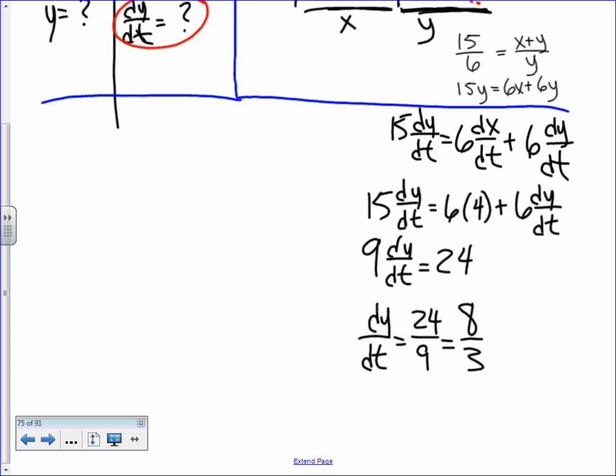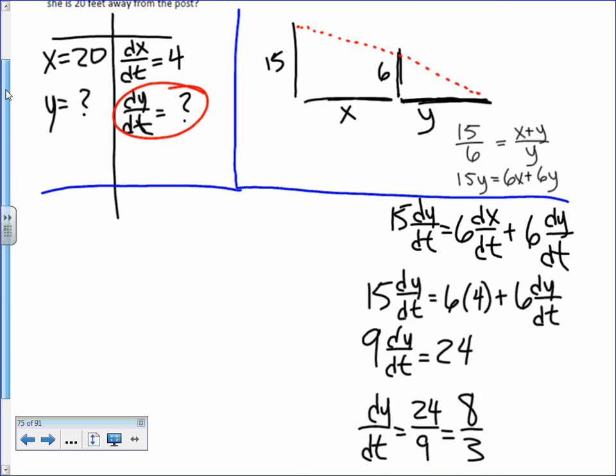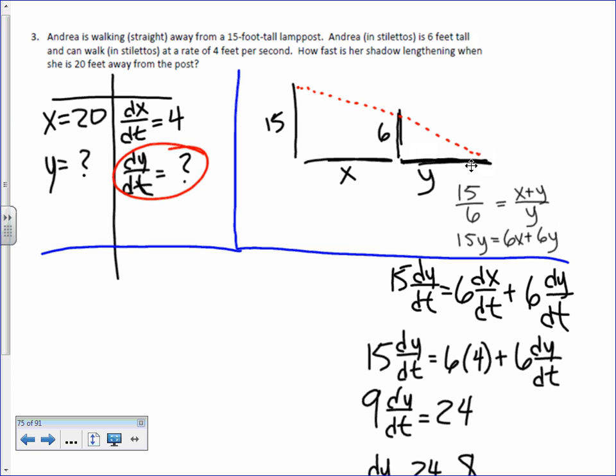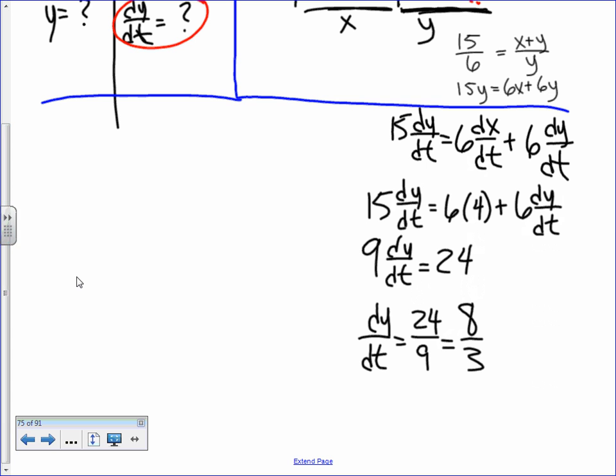And we need to figure out a unit for this. This is how fast y is changing per second. And we're measuring in feet. We're on per seconds. So this is in feet per second.